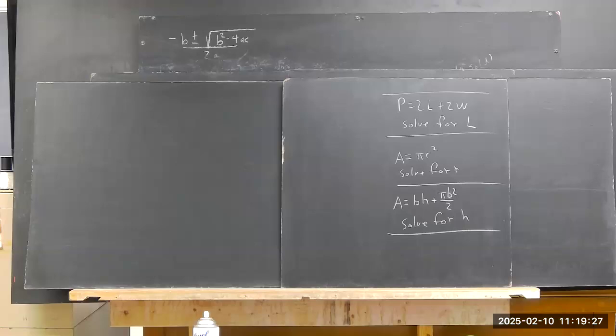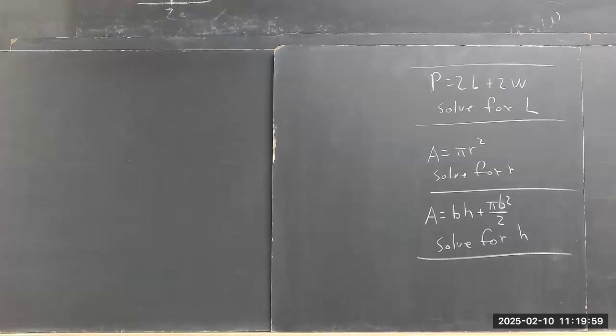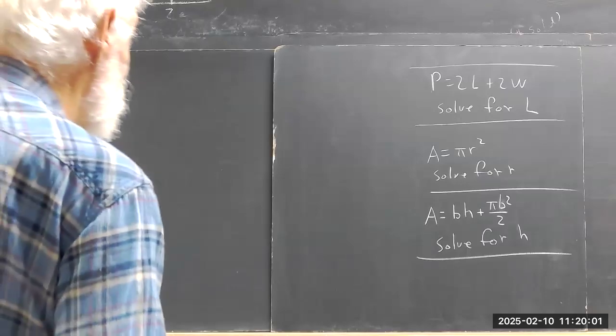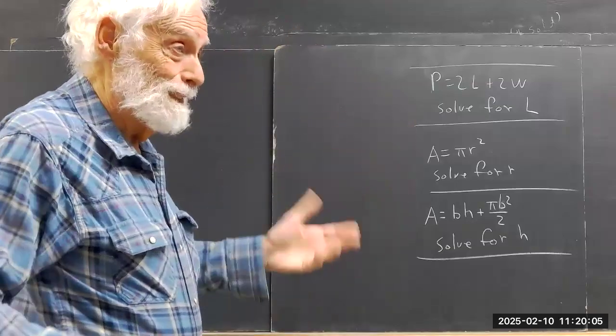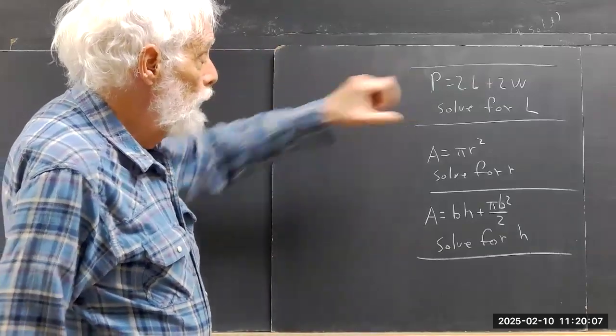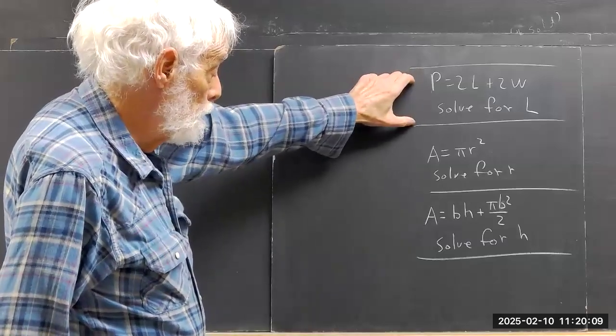Excuse me one minute. Okay. I'm sorry for the minor disruption. It cost us a few minutes, but I think we'll get through what we need to do.